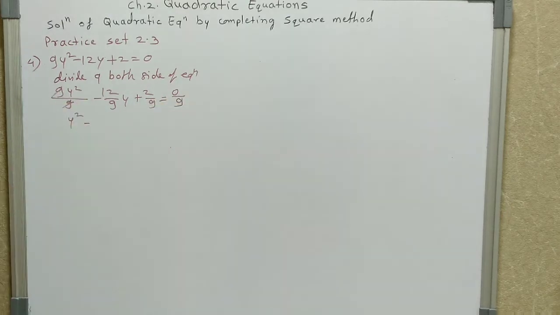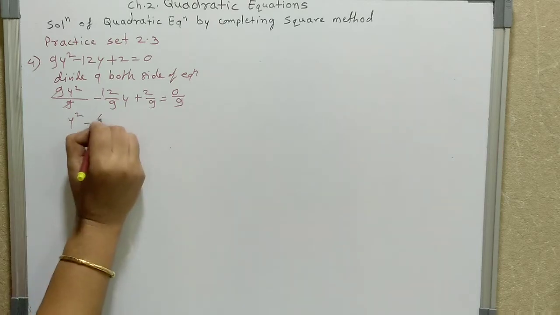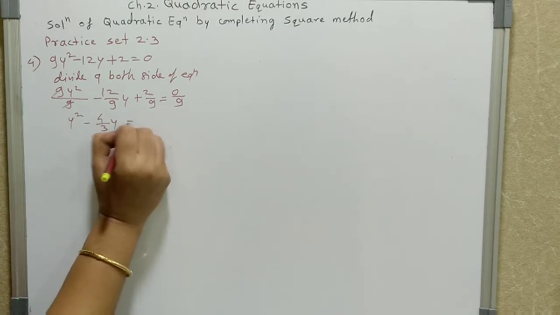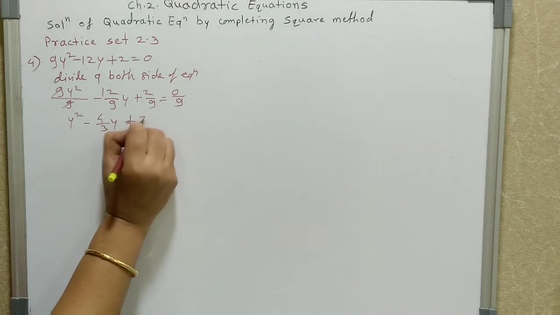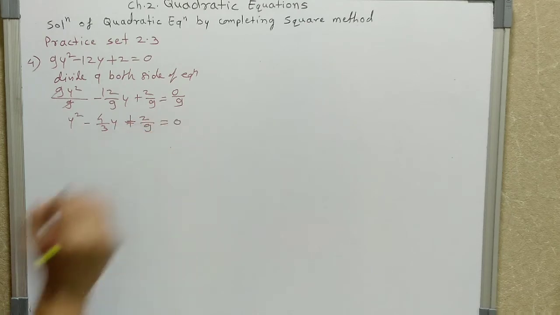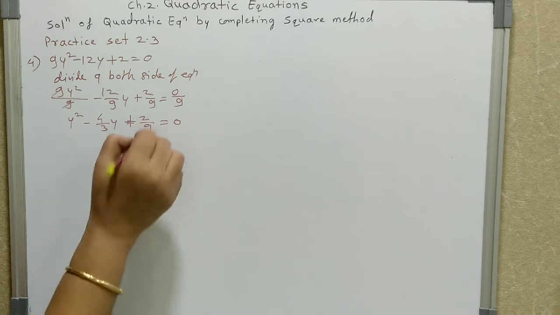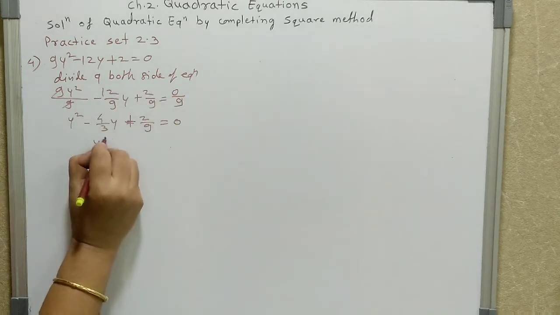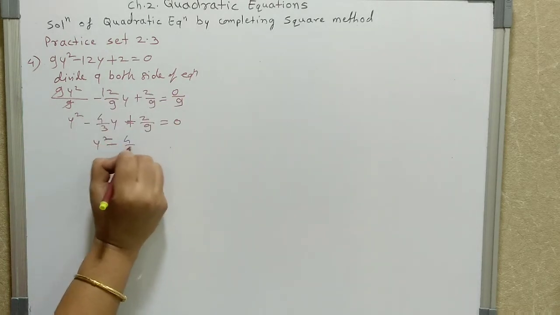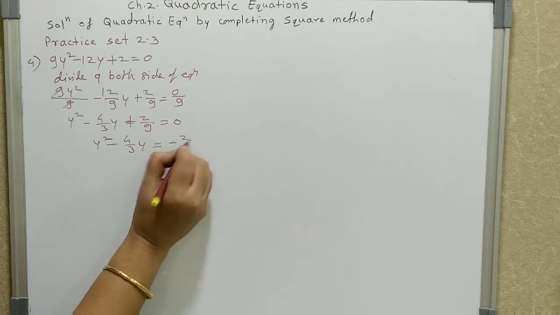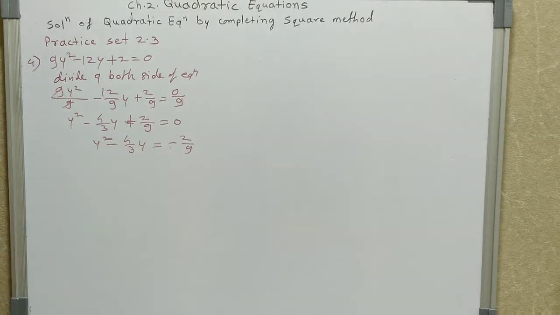y square minus 12 upon 9, means 4 upon 3, y is equal to plus 2 upon 9. 0 upon 9 is equal to 0. Now this is the constant. We transfer the constant to the other side. So y square minus 4 upon 3 y is equal to minus 2 upon 9. Here plus, that side minus.